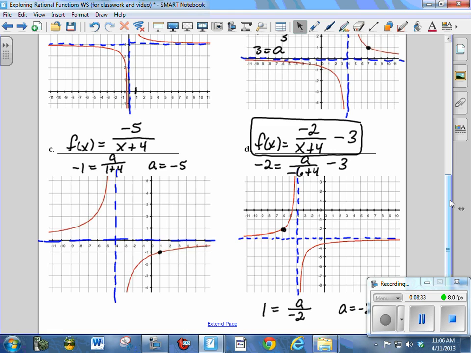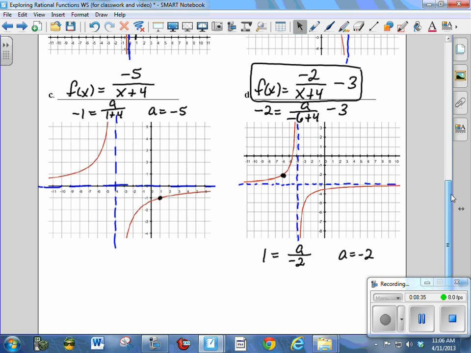For D, both asymptotes change here. So I have an asymptote at negative 4, so this would be x plus 4 down here. I have an asymptote at negative 3, so this is minus 3 for the c value. To find a, I picked a point. There were probably other points you could have picked. Looks like you could have also picked negative 2, negative 4 as a point.